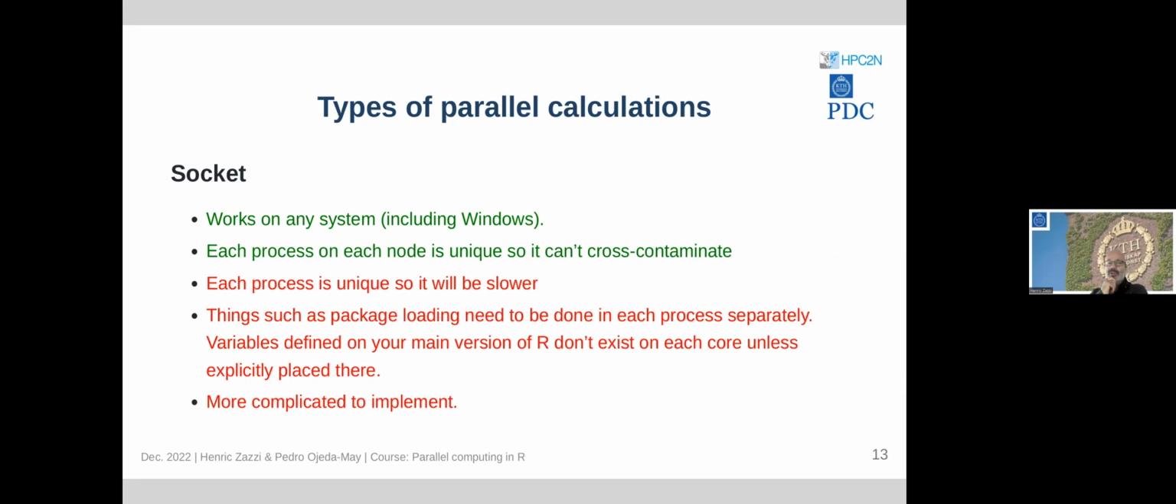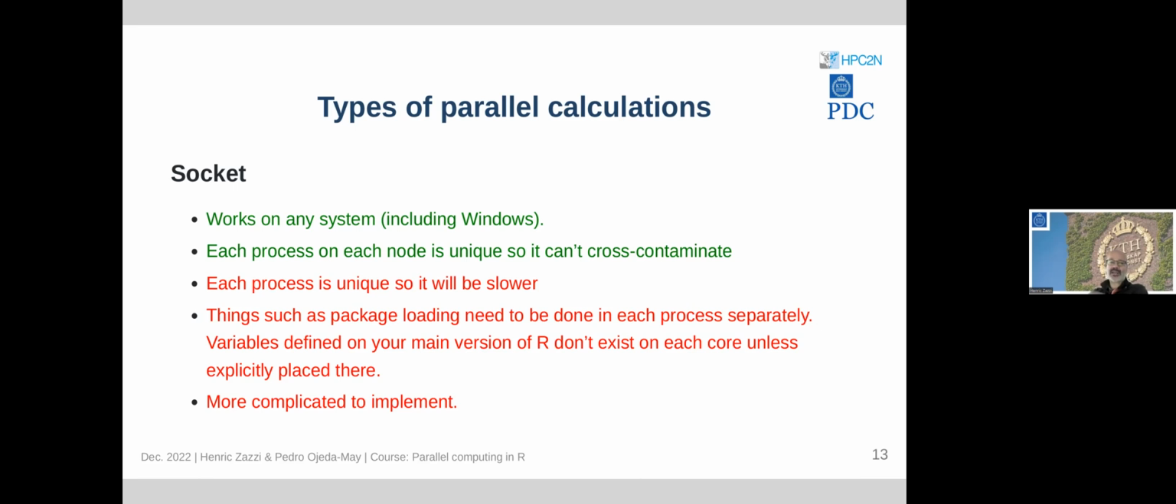So, each process on each node is unique, so it will not cross-contaminate. It kind of duplicates the data and the process at the same time, and that way it avoids the race conditions that we talked about earlier. But as each process is unique, it will be slower because you have to move the data back and forth as well.